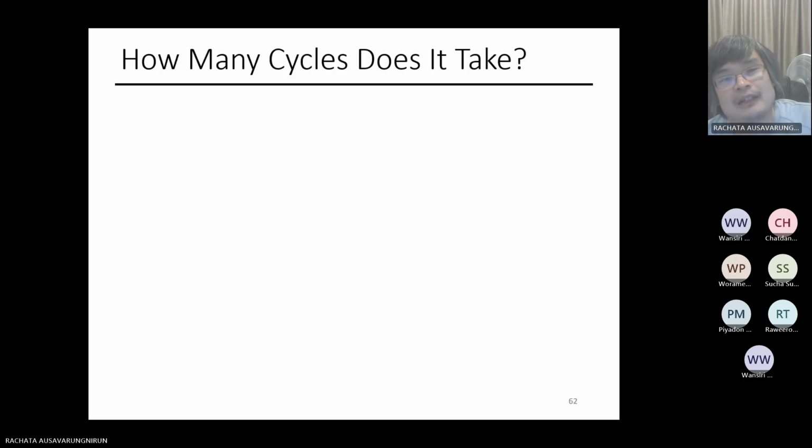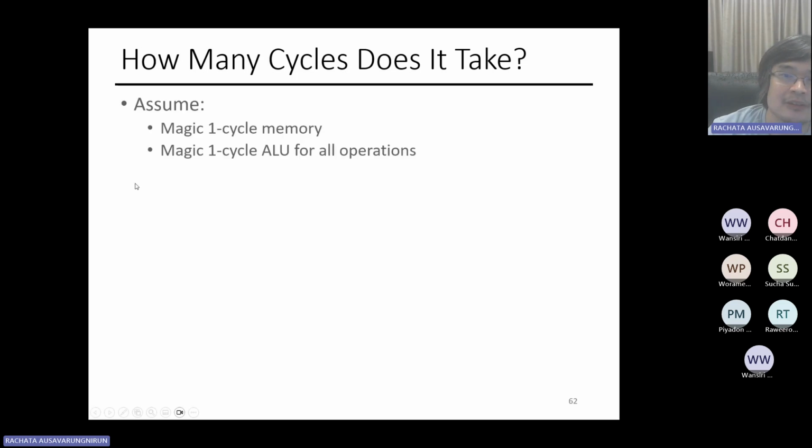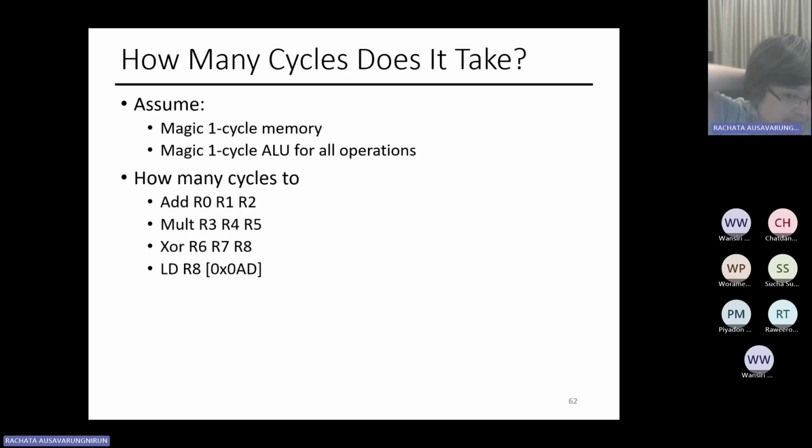Now, this is where the slide that jumps a bit happens, because the rest are kind of the same example over and over again, right? But now let's assume this. How many cycles does it take, assuming one cycle for memory and one cycle for the ALU? How many cycles does it take to do all these things?